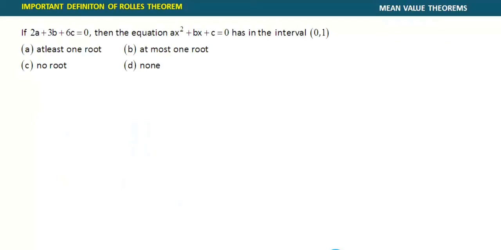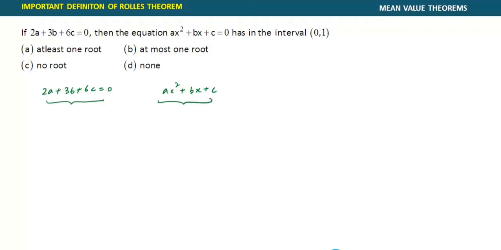Okay, so let's take the example on the algebraic definition of Rolle's theorem. It is given that 2a plus 3b plus 6c is equal to 0. This is given to you in the question. I'll show you how to use this. Then the equation ax square plus bx plus c equal to 0 has in the interval (0, 1) at least one root, at most one root, no root, or cannot be determined. So the better option would have been, instead of none, cannot be determined. So you want to find how many roots this particular expression will have.